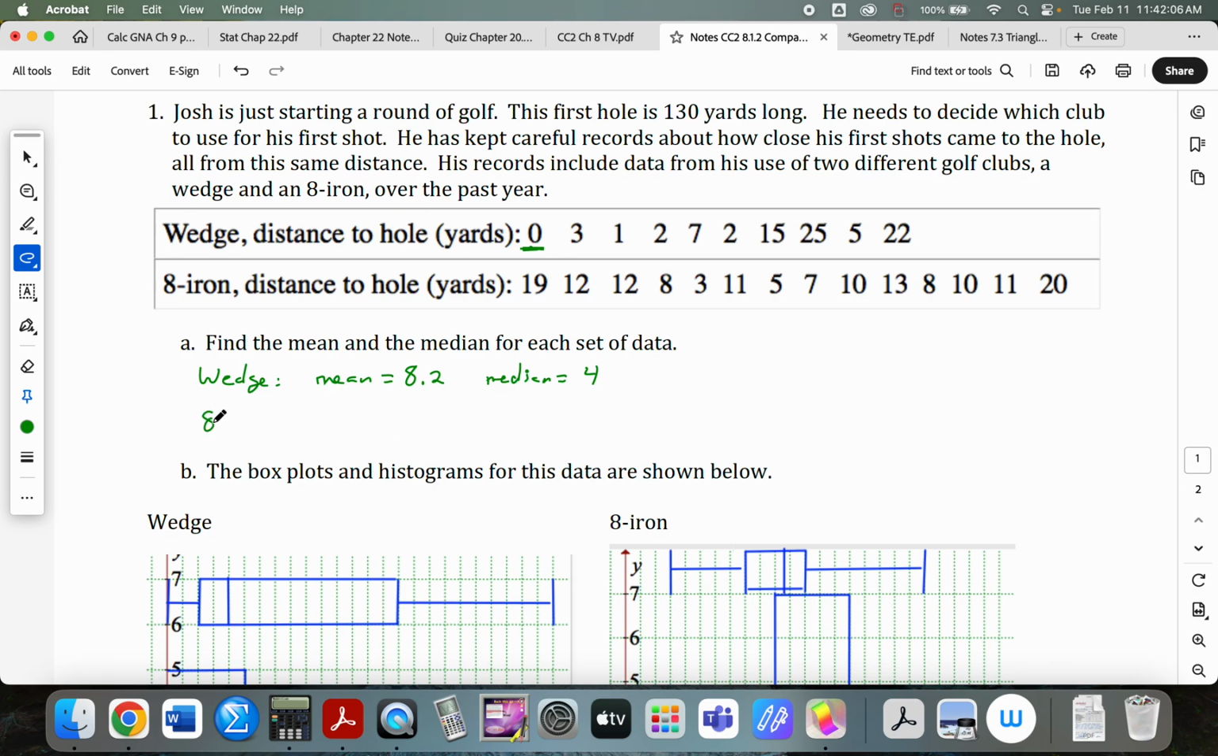And then for the 8-iron, what's the mean for that? No one wants to share now. They're all afraid they're going to be wrong. It's okay if you're wrong. It's not a big deal. Johnny, what do you got? I got about 9.71. Do I have anyone who agrees with that?